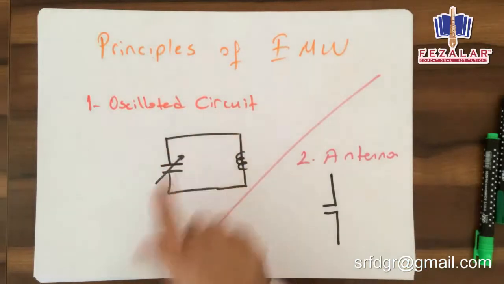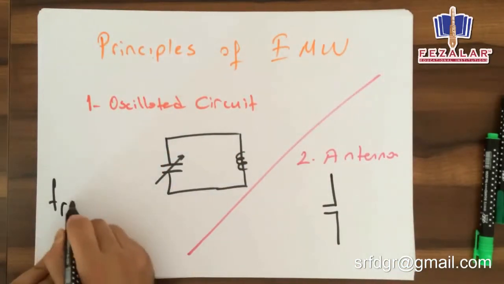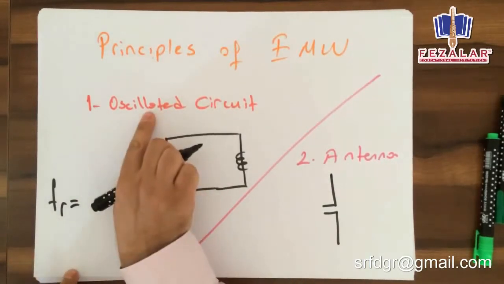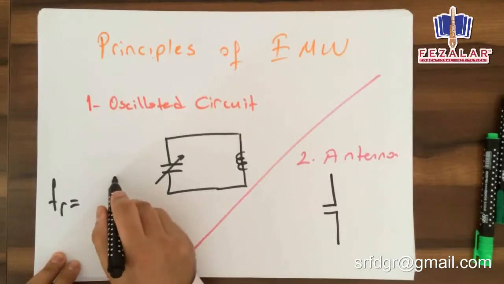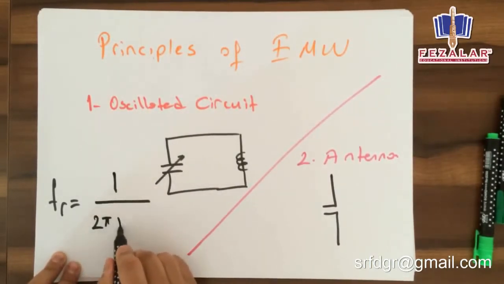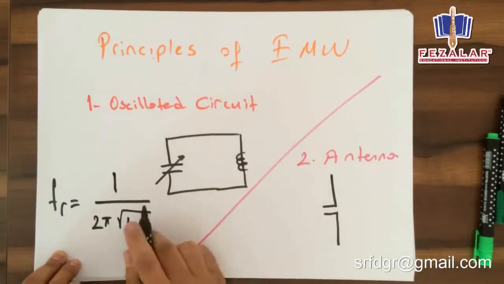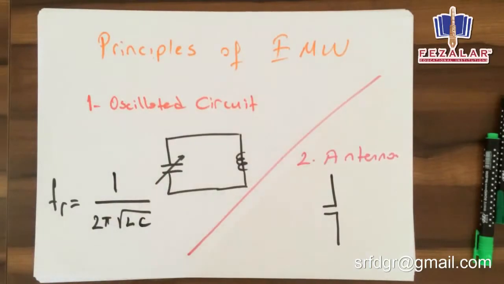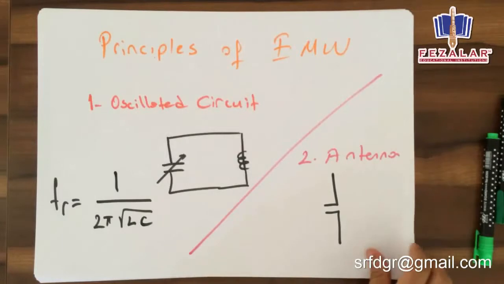Now, in the oscillated circuit, actually, I forgot, I said the oscillated circuit is a resonance circuit, so the frequency will be the resonance frequency. The frequency of the circuit can be calculated by 1 over 2 pi root of LC, where L is the coefficient of self-induction of the inductor, and C is the capacitance of the capacitor. We can change the capacitance of the capacitor, so we can change the frequency, we can set the frequency.